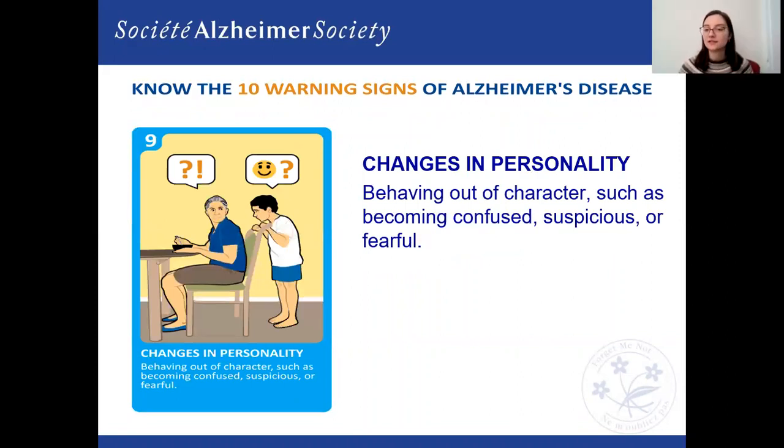Changes in personality can also be another warning sign. Now, our personalities can change in subtle ways over time. However, a person living with dementia may experience more striking personality changes, and they can become confused, suspicious, or withdrawn. Changes may also include a lack of interest or fearfulness.